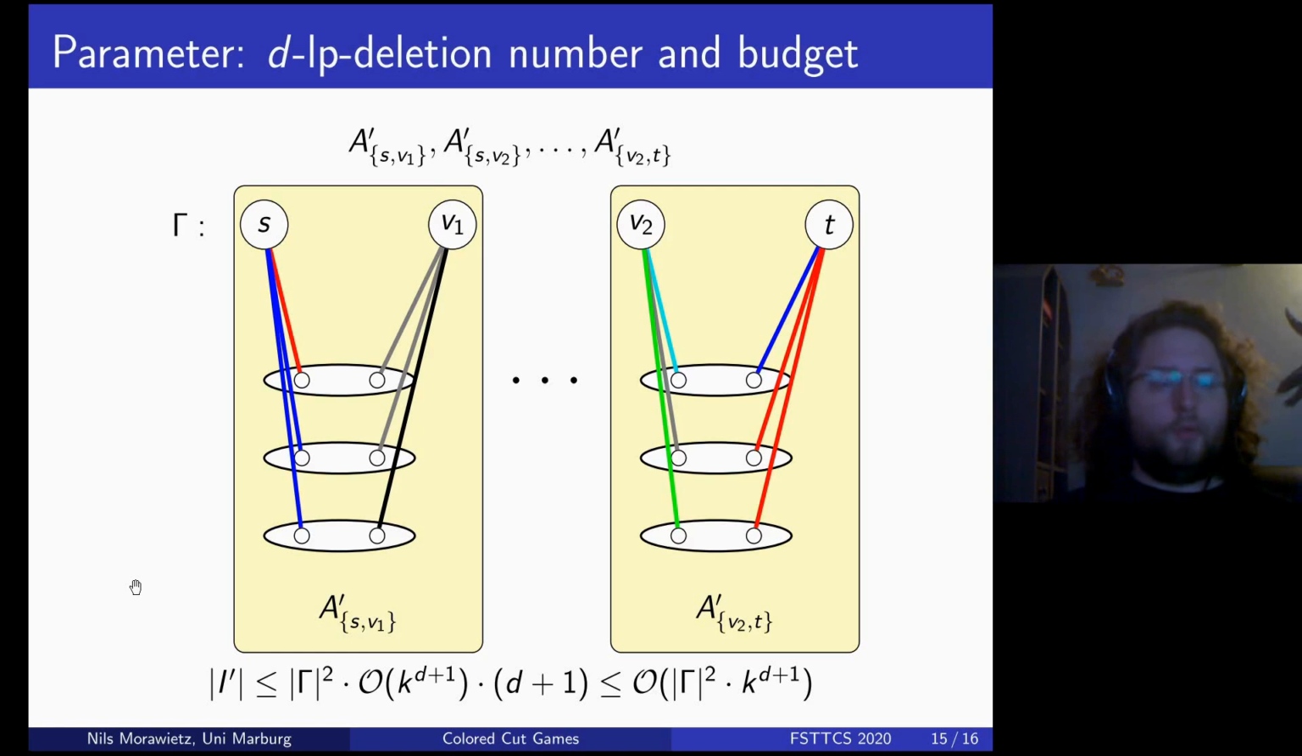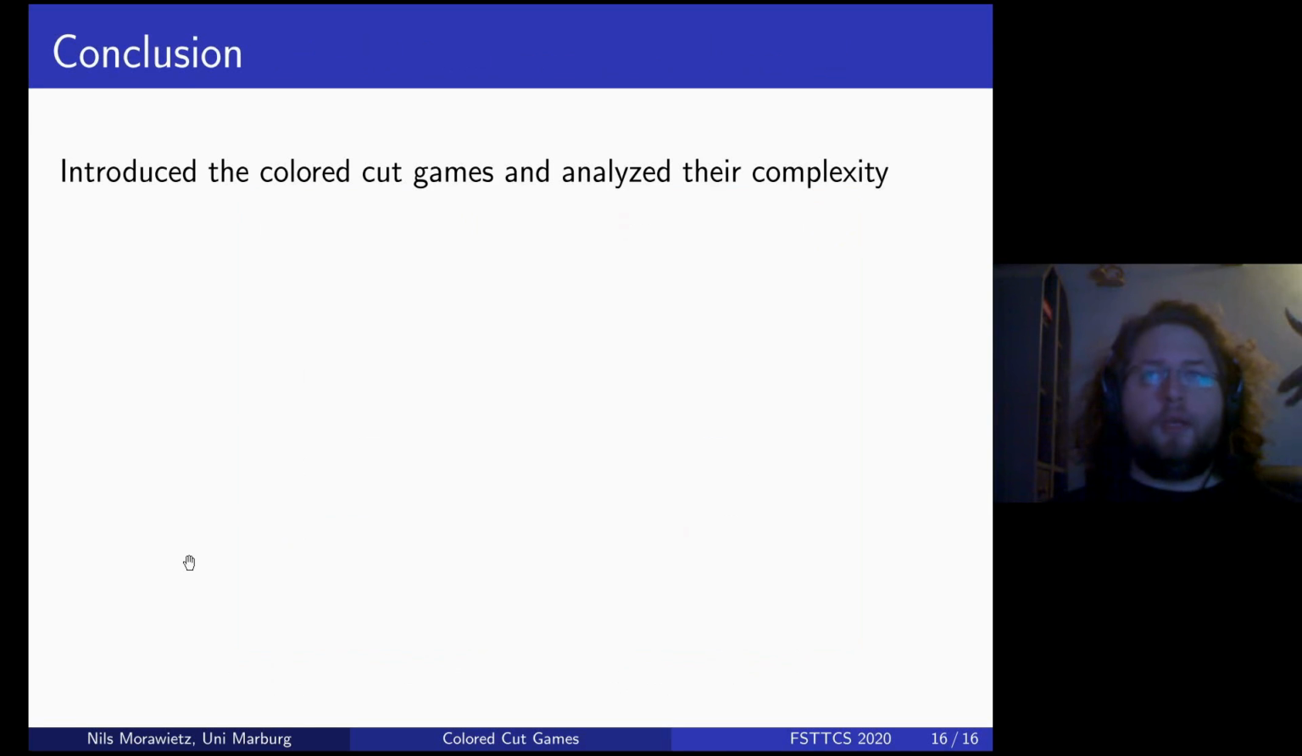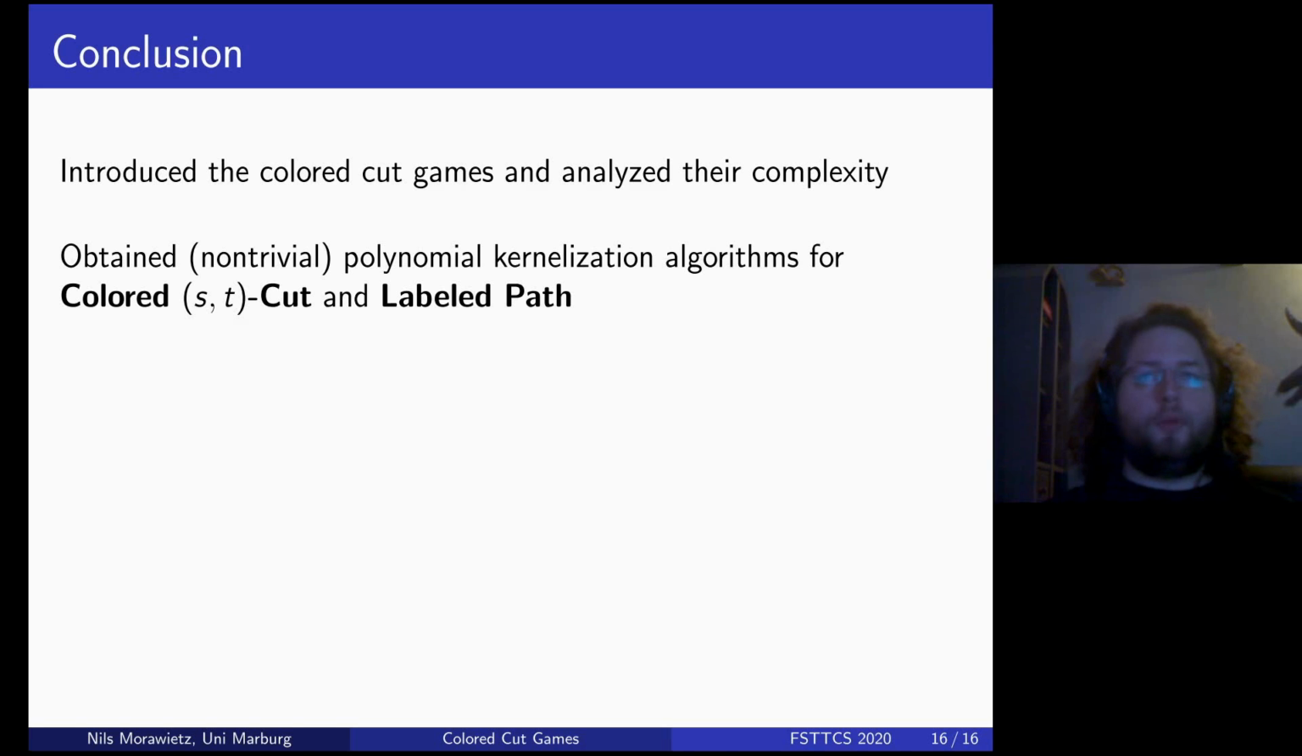So let's end with a small conclusion. In our paper, we introduced the colored cut games and analyzed their complexity. We were able to obtain non-trivial polynomial kernelization algorithms for all of them, so also for the colored ST cut and the labeled path problem. And this is pretty nice, since for both of these problems, only few polynomial kernelization algorithms were known so far.